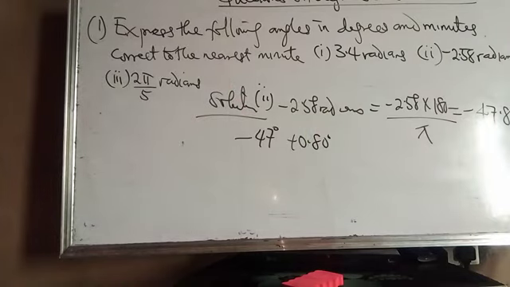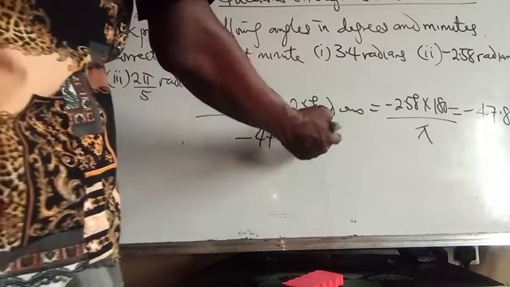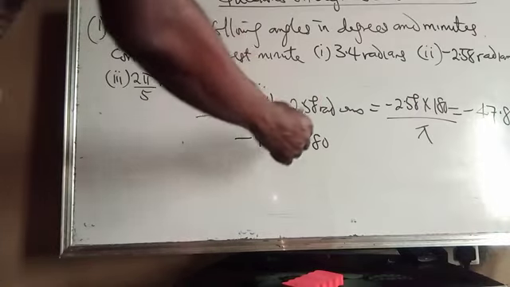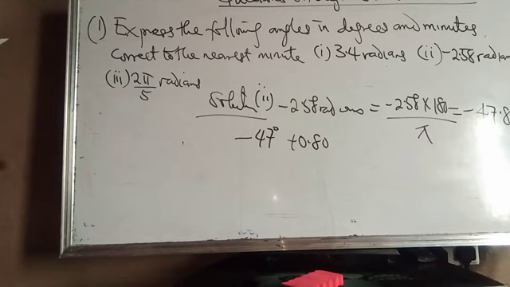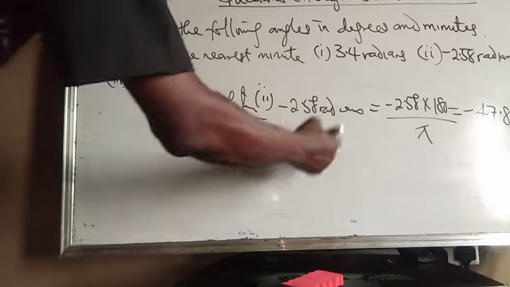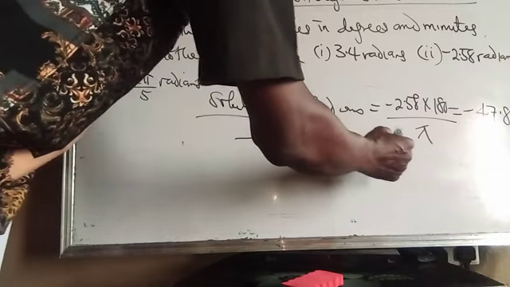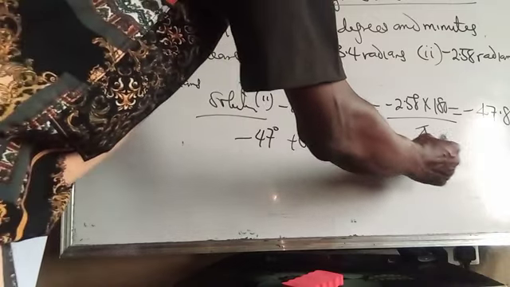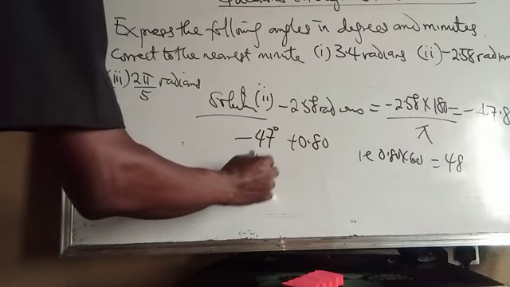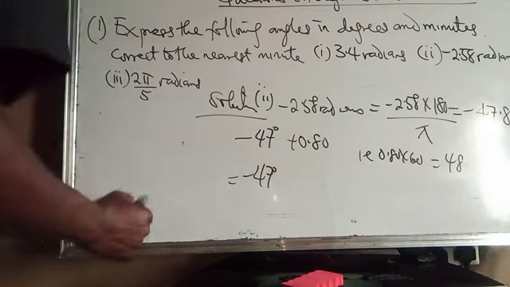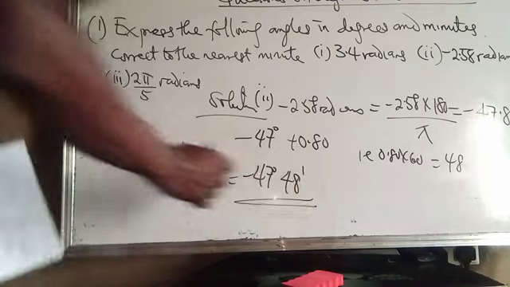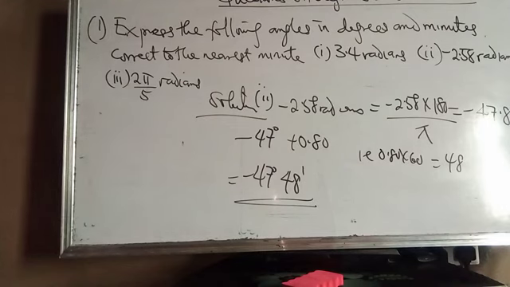So now multiply 0.80 by 60. You're going to have what? 0.80 times 60 will give you 48. So now we have minus 47 degrees, which is the whole number of the value, 48 minutes. That's it.